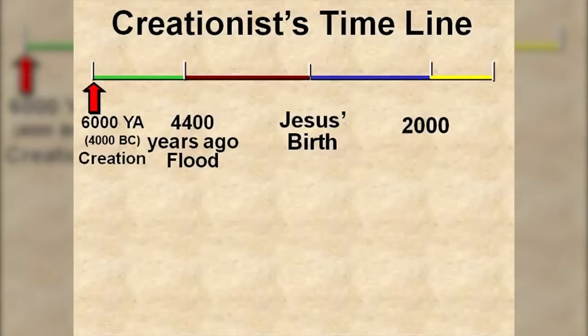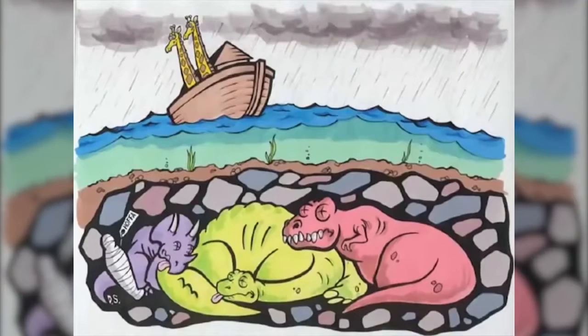6,000 years ago, God created everything. 4,400 years ago, there was a worldwide flood. During that flood, lots of animals and people drowned. They got buried by the gravel, rocks, and mud and sand, which got pretty heavy after a while, and eventually they were squished into oil. So the oil that is down there today is from the people and animals that drowned and got buried in the flood of Noah's day.